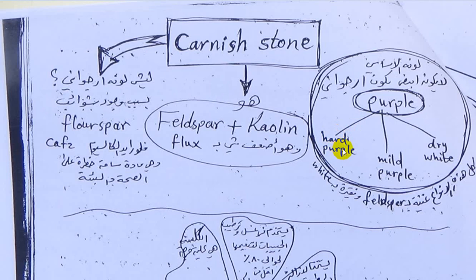So, hard purple, meaning the purple sections are for the inclusions, not for the fundamental bulk. As you can see, the hard purple as well as the mild purple, section 2, as well as the dry white, all types are rich with feldspar and contain not that much white.